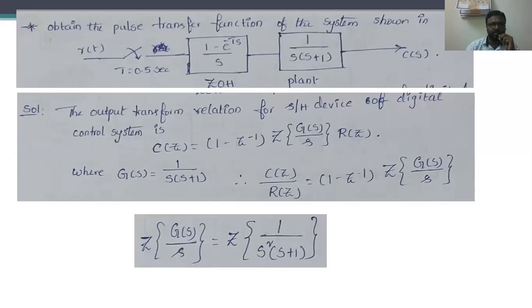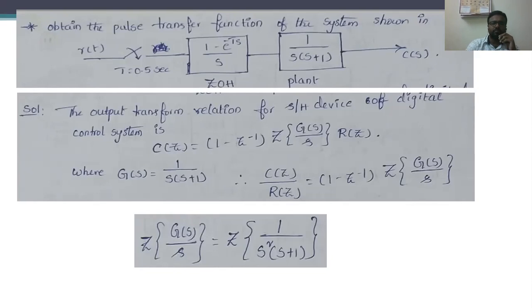As per the procedure of the zero order hold circuit, that is the pulse transfer function according to the zero order hold circuit, which is in the cascaded position of the discrete data system, the output of the system can be calculated as C of z is equal to 1 minus z inverse into z transform of G of s divided by s.